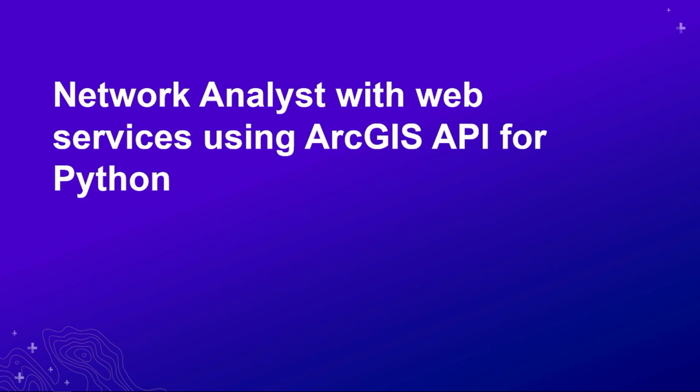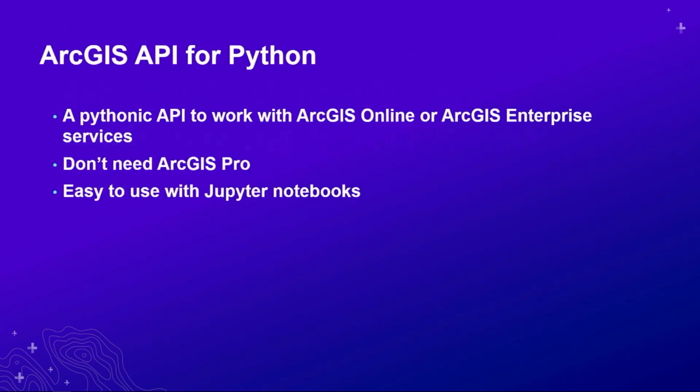Thank you, Max. Now we'll switch gears a little bit and we'll talk about the ArcGIS API for Python and how to use this for performing network analysis. The ArcGIS API for Python is a Pythonic API for working with ArcGIS Online or ArcGIS Enterprise services. To use this, you don't need ArcGIS Pro on your machine because it works entirely through web services. It's also designed to work very nicely with Jupyter notebooks.